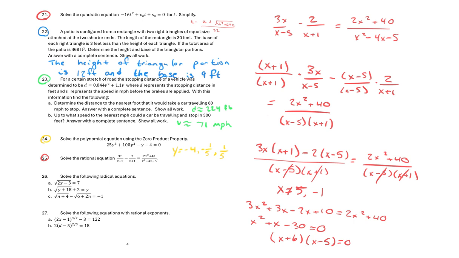Now from the zero product property, I get that x is going to equal -6 and +5. But remember, we said earlier that x cannot equal 5, because if I plug that into my original equation, I get a divide by 0 error. So the only answer is that x equals -6.